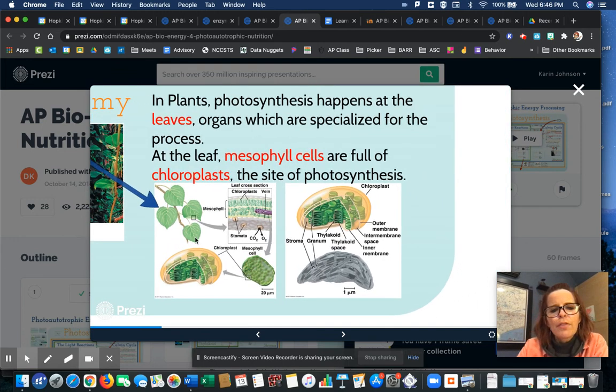One other thing I wanted to make sure you remembered is that the stomata are the little openings that you find on the bottom of the leaf. Remember that the leaf has an upper epidermis and a lower epidermis. The upper epidermis tends to get the sunlight on it. So the stomata are on the bottom where it's more shaded and less water evaporates out of those pores. And those are the pores that let carbon dioxide in and oxygen out.